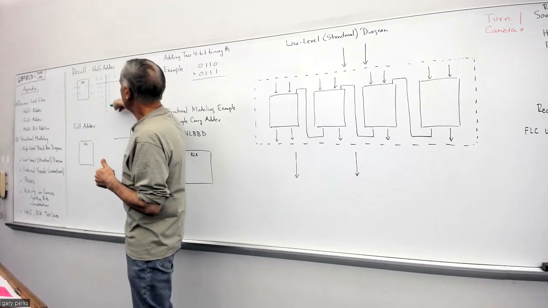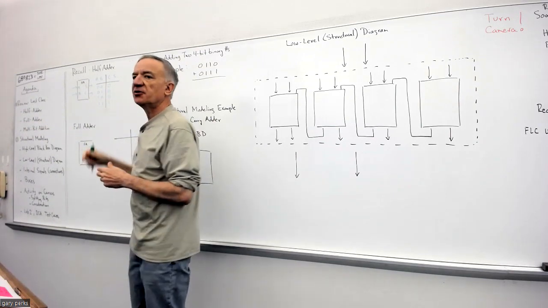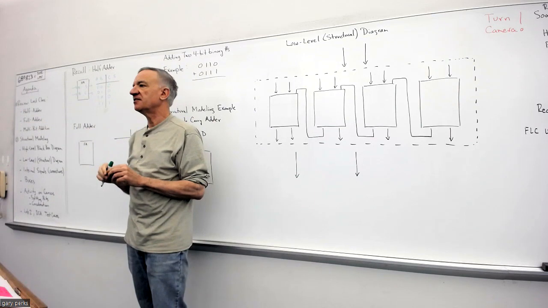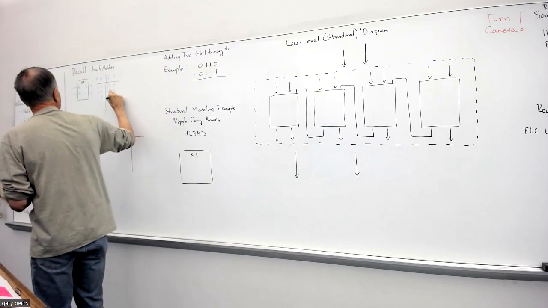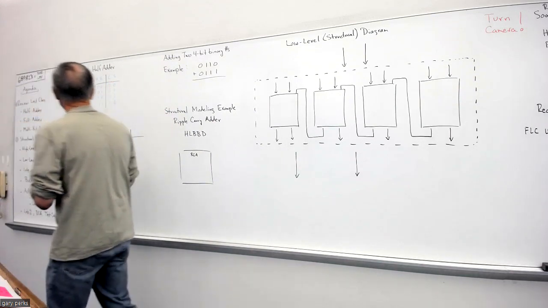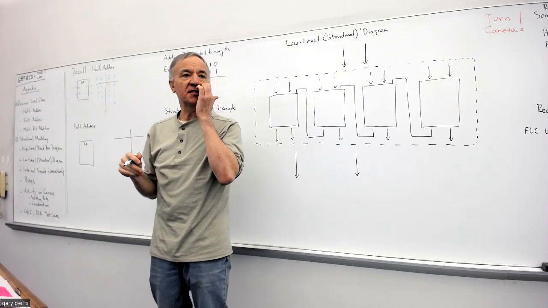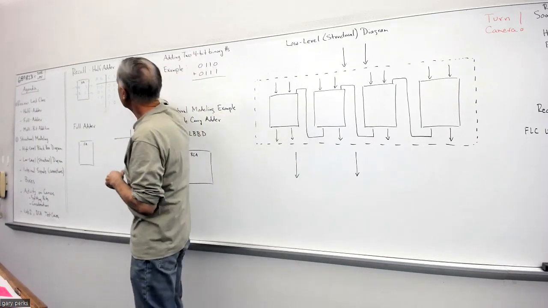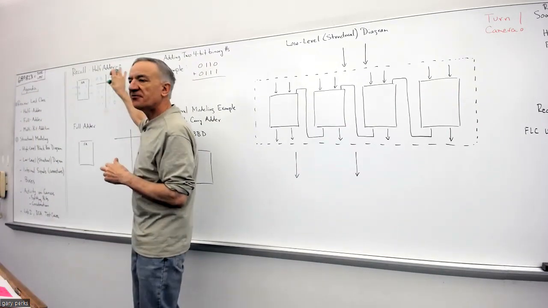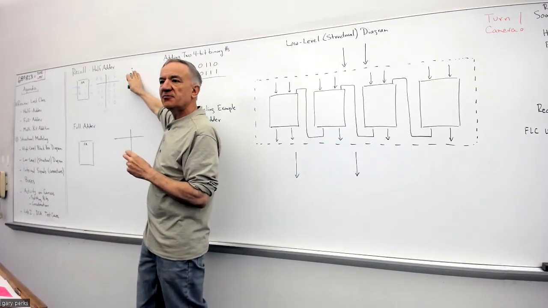Okay, how about the sum or the S output? What kind of logic function was that? Right, exclusive OR. Remember, with exclusive OR, you only get a 1 out when the inputs are different, and you get a 0 out when the inputs are the same. So again, that's just a review of what we did last time for the half adder. Any questions about the half adder?